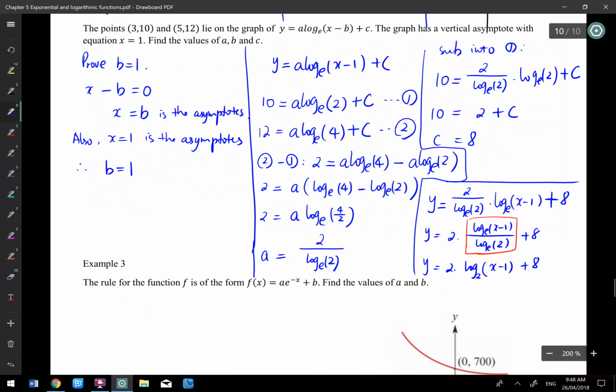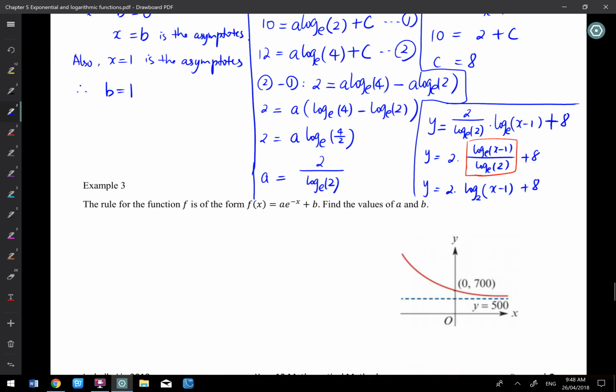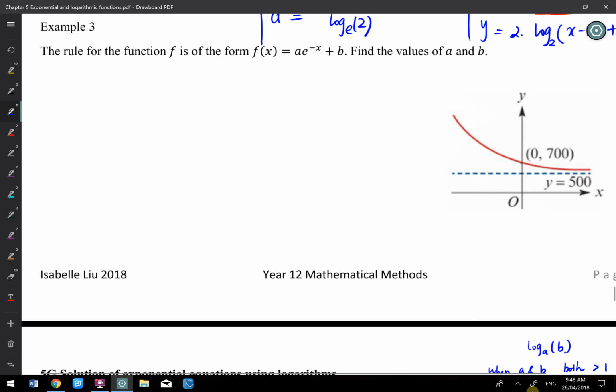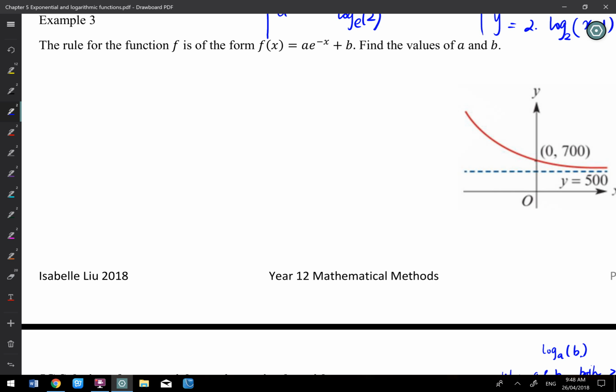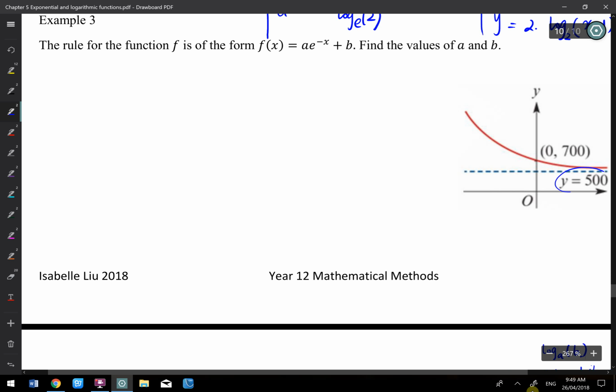You have a log formula and you're trying to solve a log equation, and the first one is for exponential. Alright, let's do the last one for exponential. This is an exponential graph and it gives you the form a times e to the power of minus x plus b. By looking at the graph, what does b equal? That's so obvious: 500, thank you. The asymptote is the b value, so b equals 500.